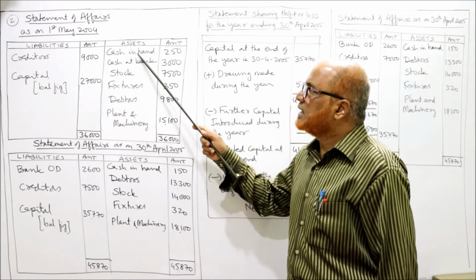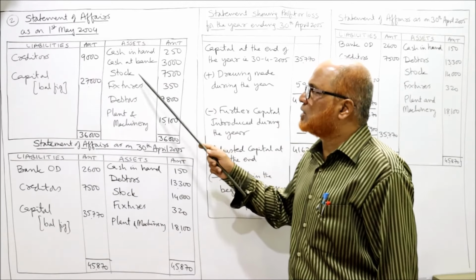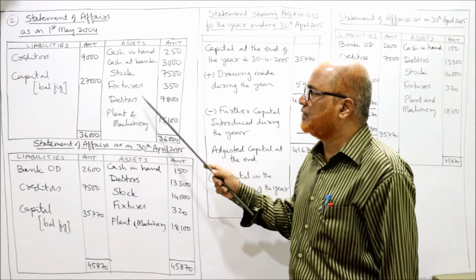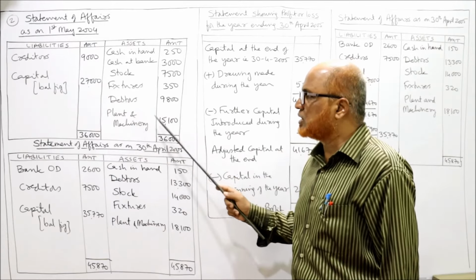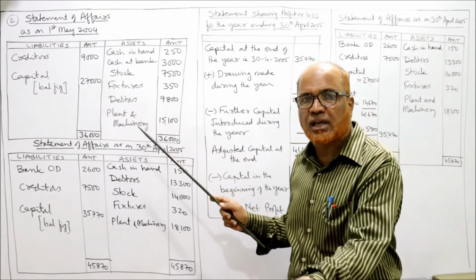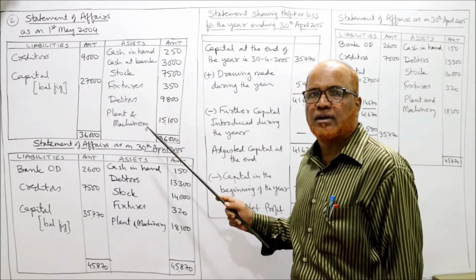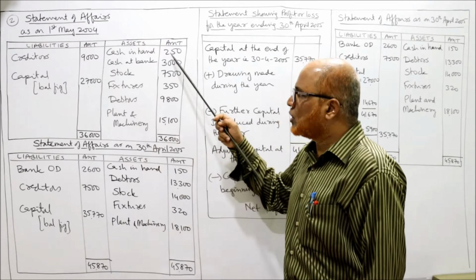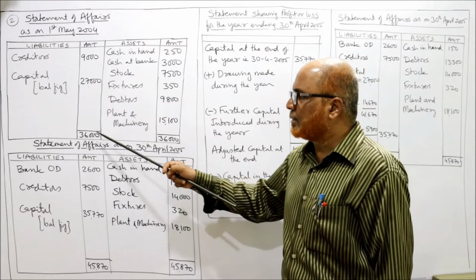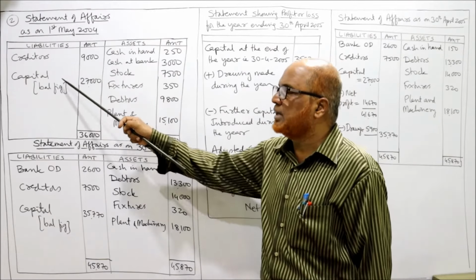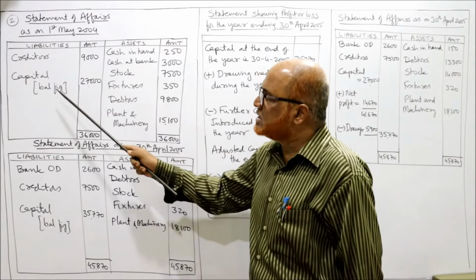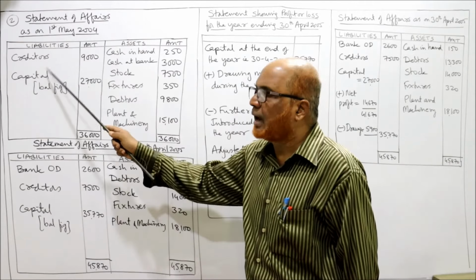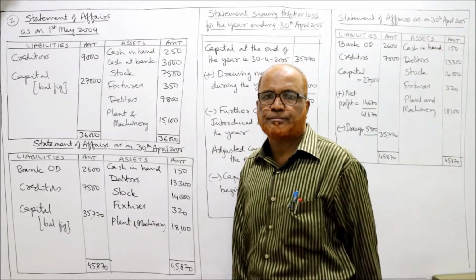So asset side, cash in hand 250, cash at bank 3,000, stock 7,500, fixtures 350, debtors 9,800, plant and machinery 15,100. All these values are given in the problem at the beginning of the year. And sundry creditors at the beginning of the year 9,000. Then take the total of the asset side, 36,000. From 36,000 minus 9,000 you get 27,000. This 27,000 is the balancing figure, capital at the beginning of the year.